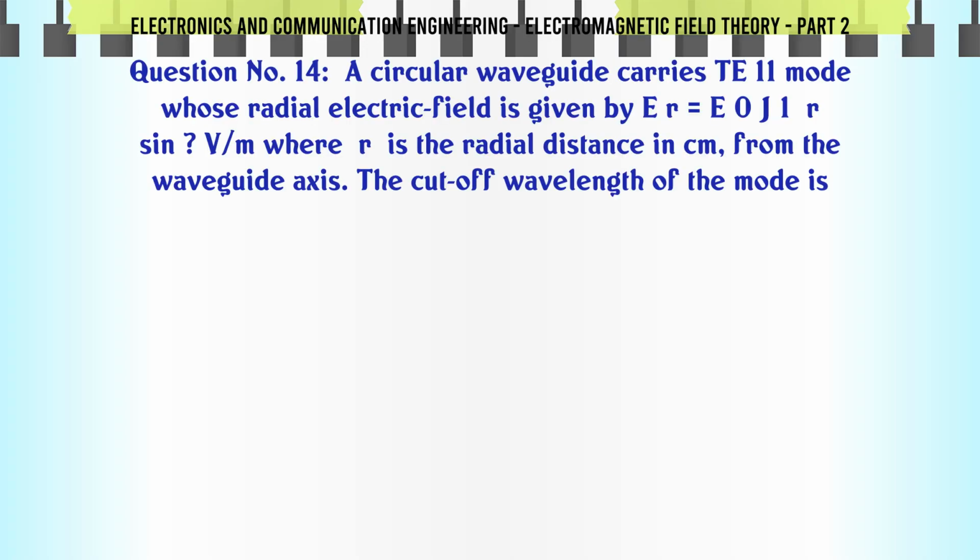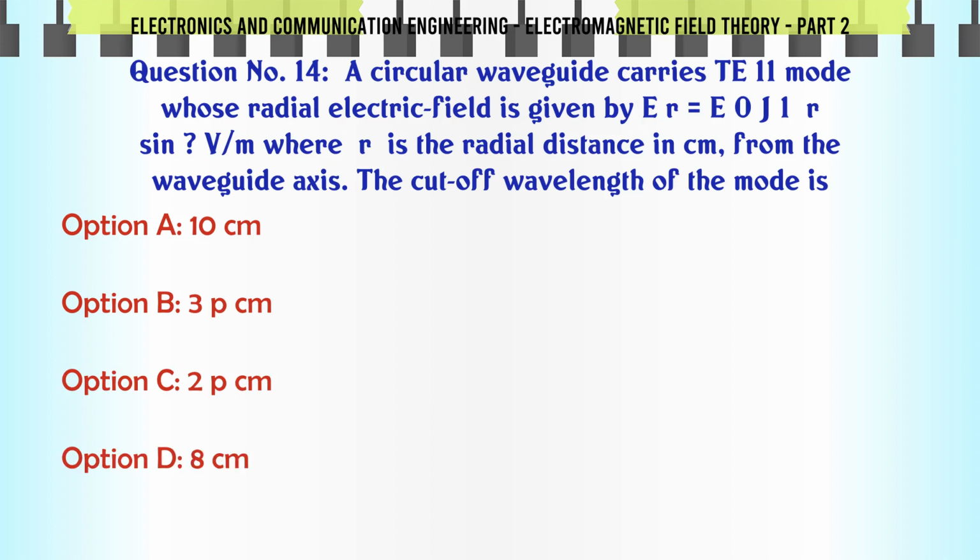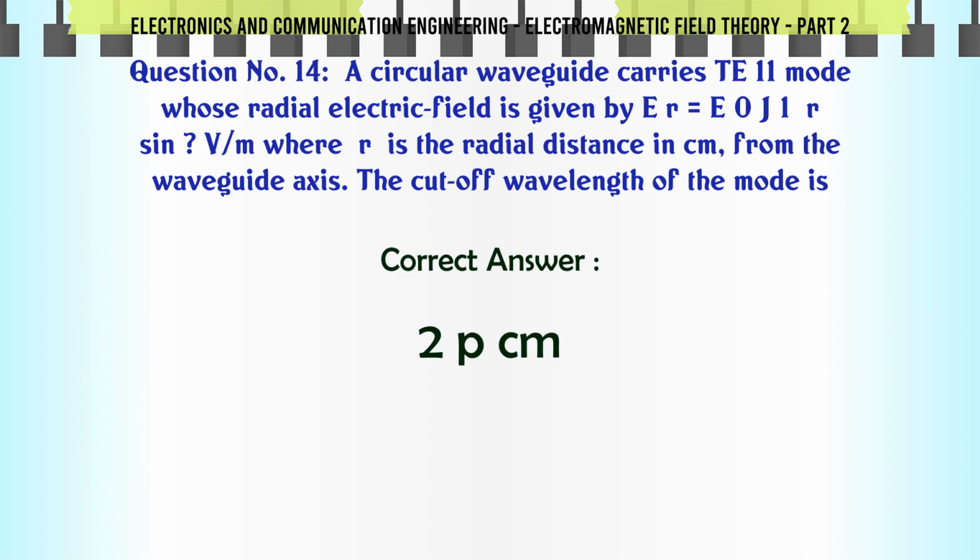A circular waveguide carries TE11 mode whose radial electric field is given by Eρ = E0 J1(ρ) sin φ, where ρ is the radial distance in cm from the waveguide axis. The cutoff wavelength of the mode is A. 10 cm, B. 3π cm, C. 2π cm, D. 8 cm. The correct answer is 2π cm.